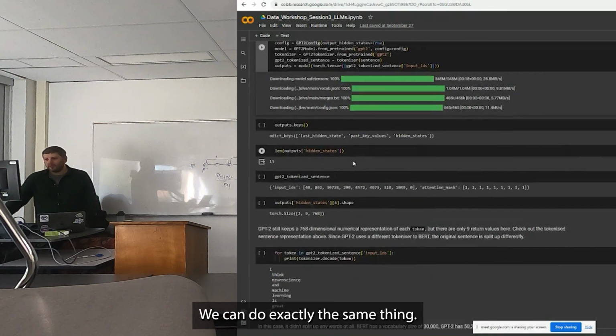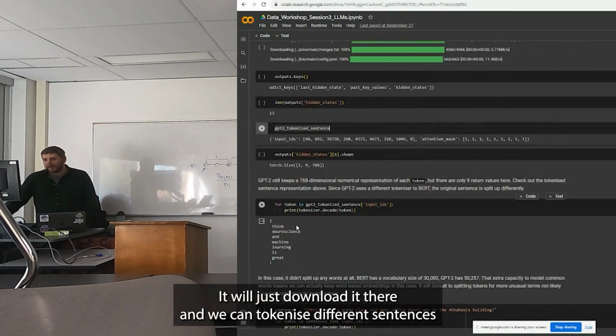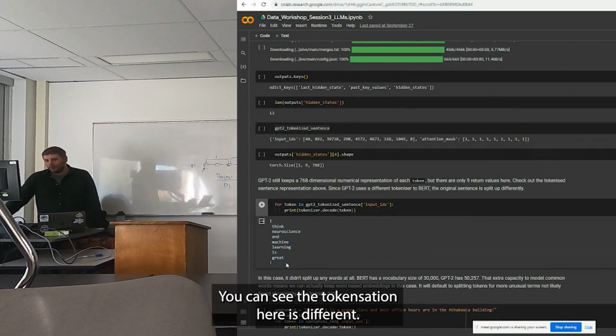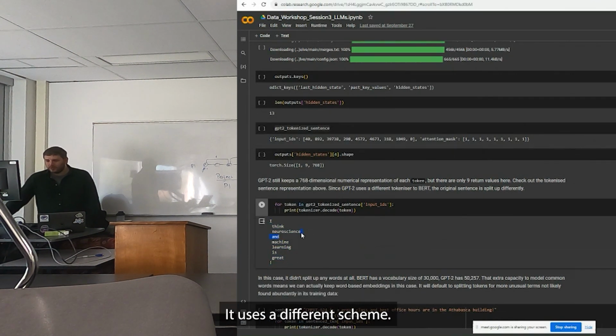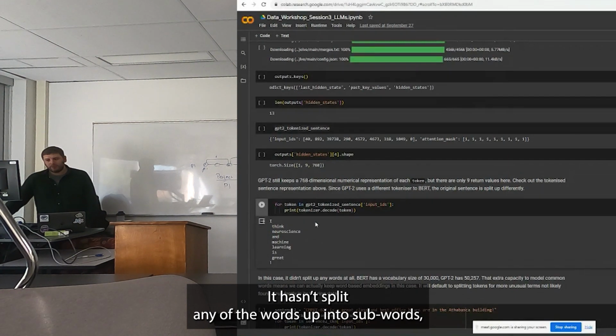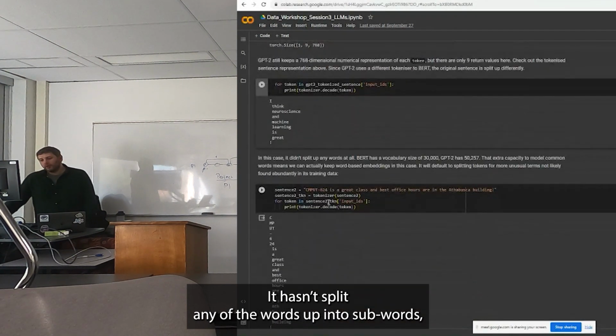And also, as an example, we can use GPT-2, which comes with the Hugging Face transformers library. We can do exactly the same thing. It will download, and we tokenize different sentences. You can see the tokenization here is different. It's a different scheme. It hasn't got any of the whole words actually, it's just subwords as well.